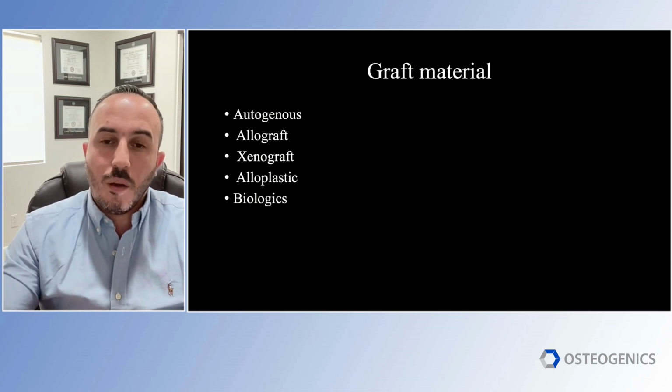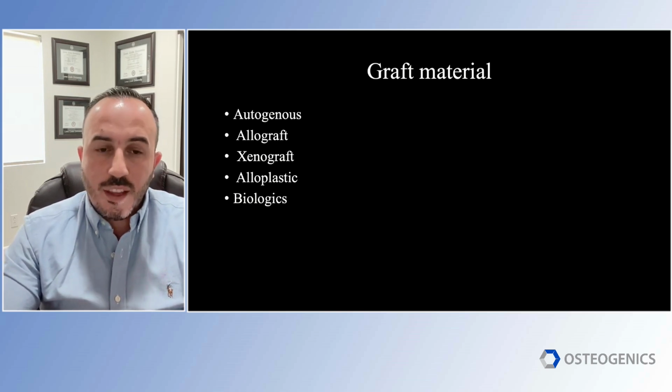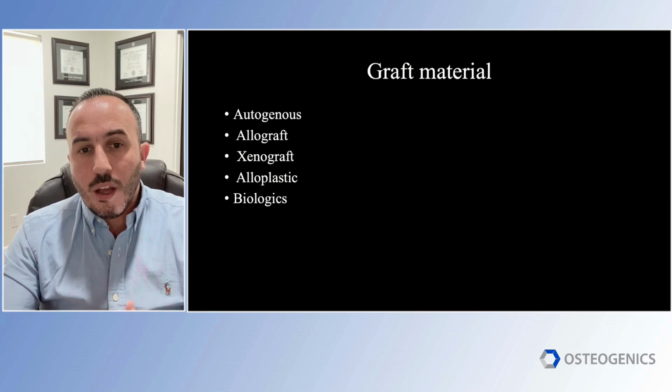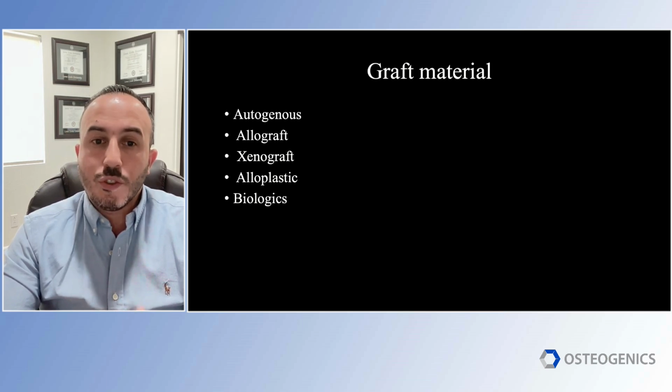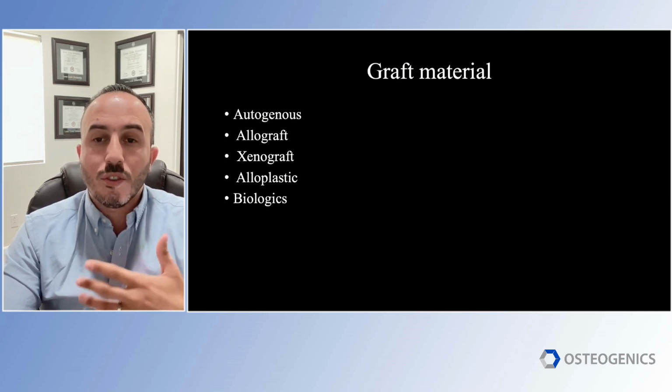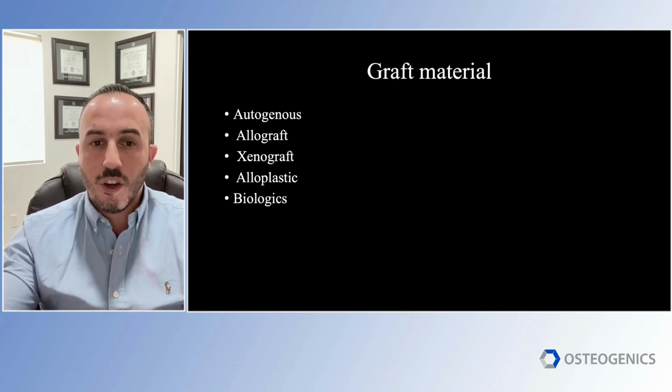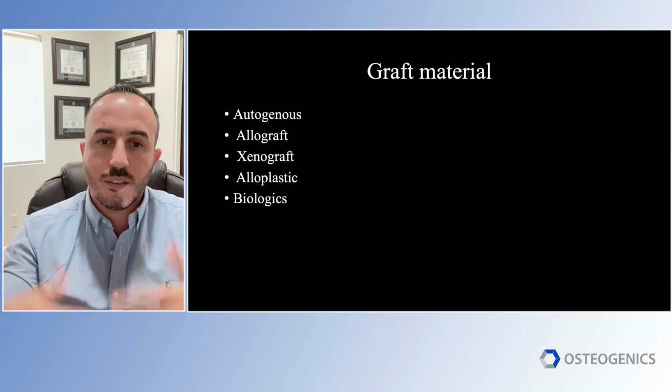Allograft is donated from human cadavers, and that can be FDBA or DFDBA. What we would like from allografts is to induce bone and be osteoinductive. So what they do is tell the neighboring cells, hey, go ahead and start producing osteoblasts and produce bone for me.